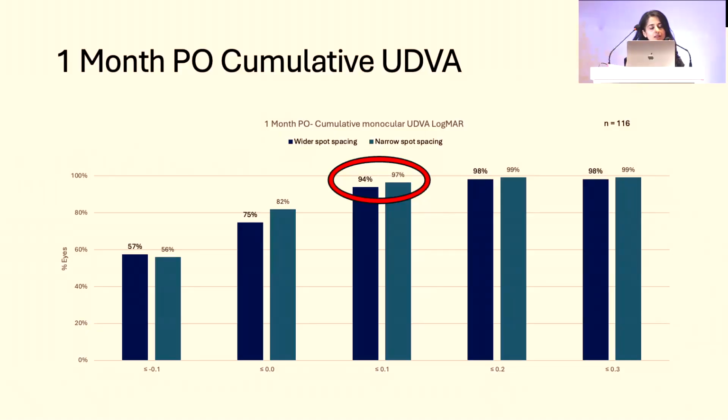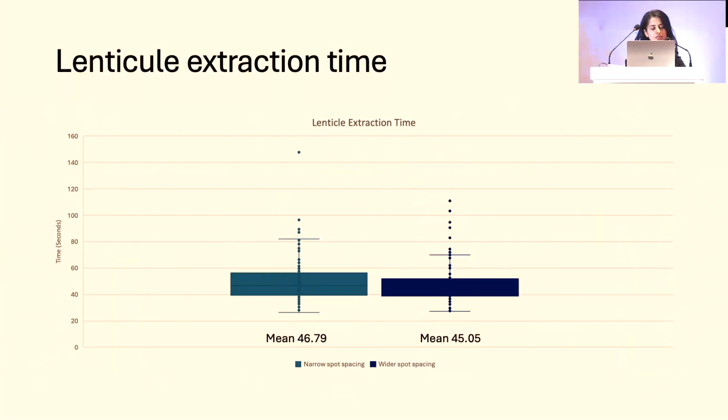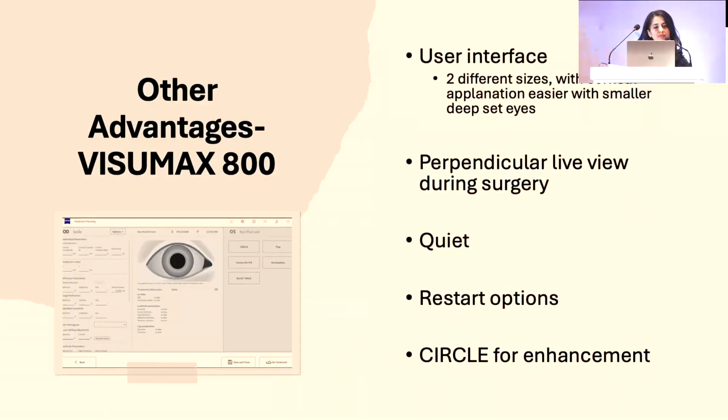But at month one, there's very little difference, and I guess that's really important as well in terms of the patient's actual final outcome. In my hands, the lenticule extraction time did not vary, regardless of what the bubble pattern or the spot spacing pattern was. And there are some other advantages of the Visumax 800 as well, of SMILE Pro, which is you do have some different user interfaces. So for small eyes, it's a bit easier.